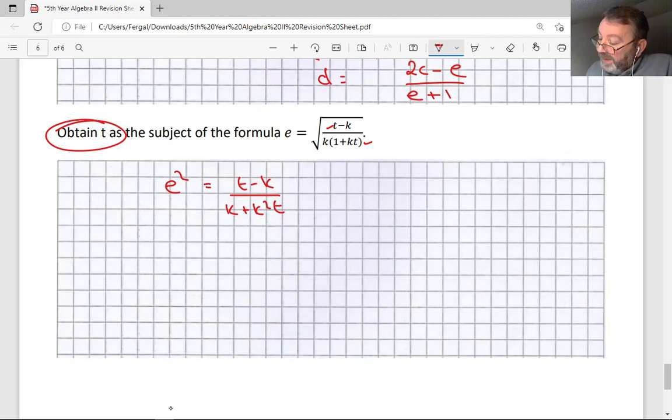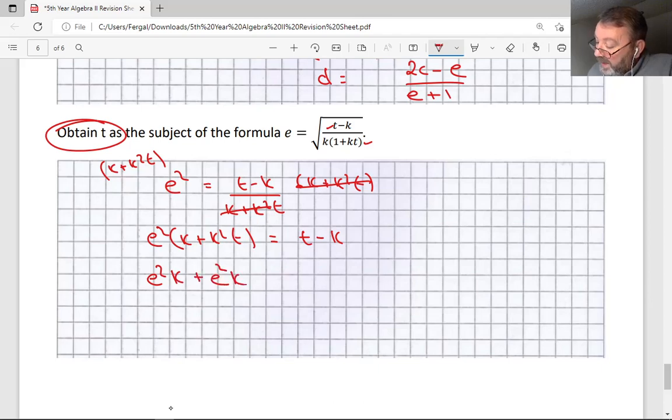T. Okay, so again, fractions, don't like fractions, so I'm going to multiply both sides by k plus k squared t, and that's going to give me that. So that's that side done, and then this one, k plus k squared t, that will cancel with that, and it leaves you with e squared multiplied by k plus k squared t is equal to t minus k. Again, do what the brackets tell you to do. e squared k plus e squared k squared t is equal to t minus k.